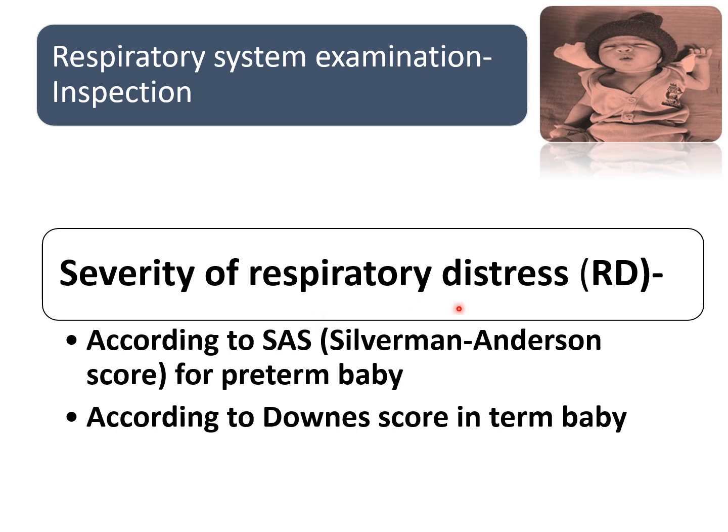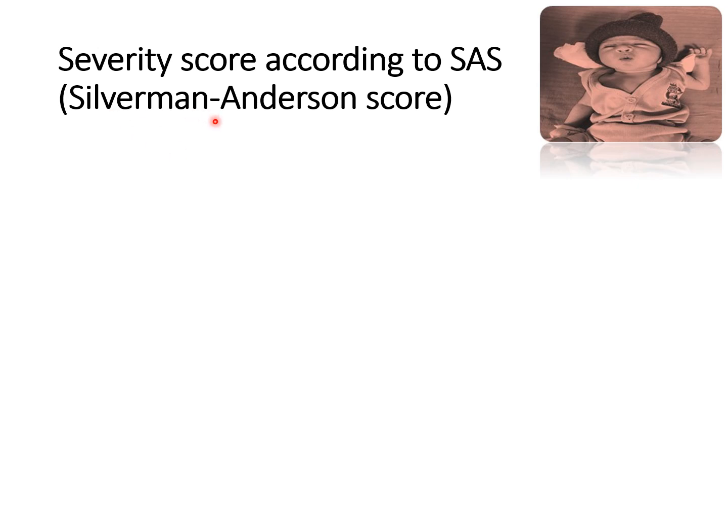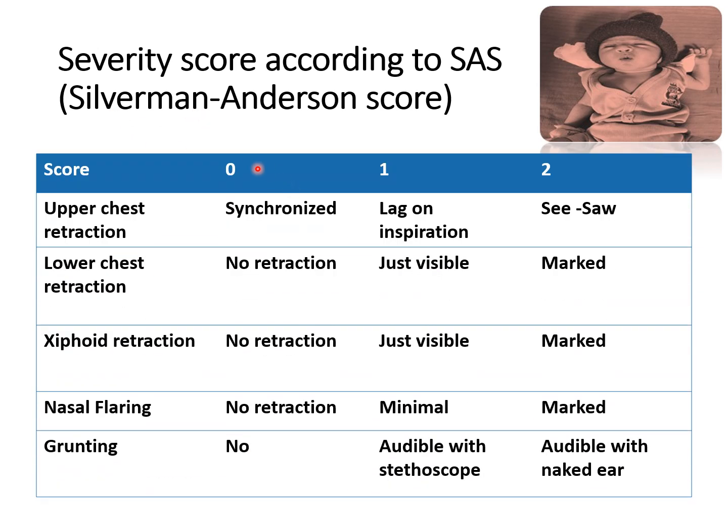Severity of respiratory distress is assessed according to the Silverman-Anderson score in preterm babies and according to Downes' score in term babies. In the Silverman-Anderson score, we give a score between 0 to 2 for each of these 5 parameters. For upper chest retraction, whenever there is synchronized respiration, we give 0. When there is a lag on inspiration, 1, and seesaw breathing, we give 2.